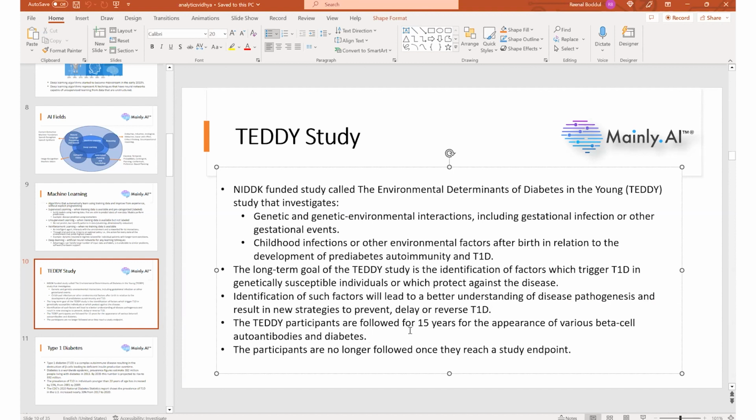The participants in the study are followed till 15 years, and participants are no longer followed once they reach the end point. The end point of the study is 15 years, and the participant is also no longer followed once they are diagnosed with type 1 diabetes. So let's suppose a participant is diagnosed with type 1 diabetes at 4 years of age. They are not going to be followed afterward. So this is the kind of data which we get.